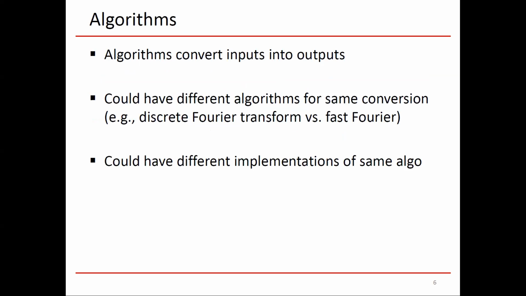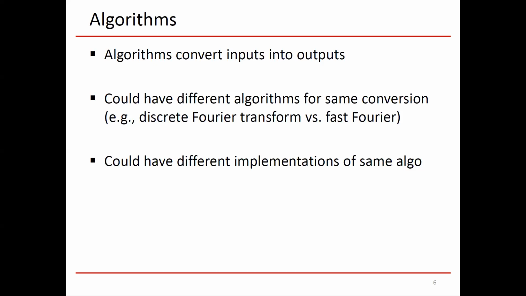So for example, those of you who have studied signal processing know that there's the discrete Fourier transform, which is the mathematical way things are defined, and calculating things that way is slow. Whereas the fast Fourier transform is a lot faster, but it implements the same calculation. So there are different sets of instructions for calculating the same thing, and some of them are better than others.